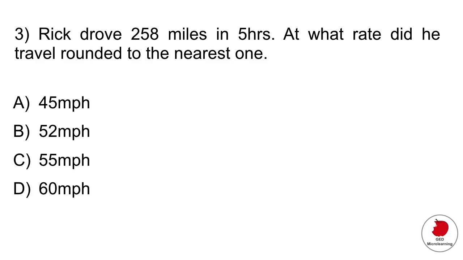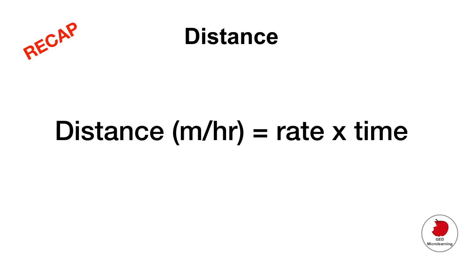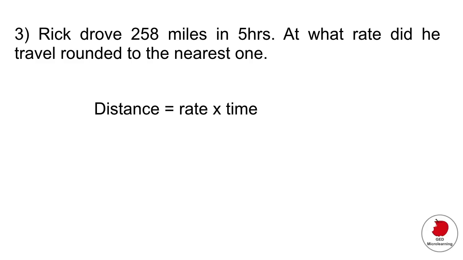Okay, so this next problem looks at distance. It says Rick drove 258 miles in 5 hours. At what rate did he travel rounded to the nearest one? In order to do this, this is a really good equation to memorize because it's going to save you a lot of time. Distance is equal to the rate times time. If we use this formula, all you have to do is plug in the values. They told us that Rick drove a distance of 258, and that he drove for 5 hours. And all we have to find is the rate.